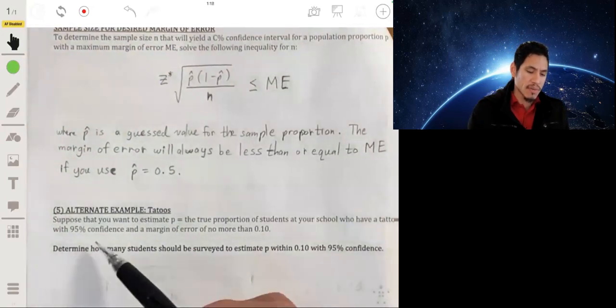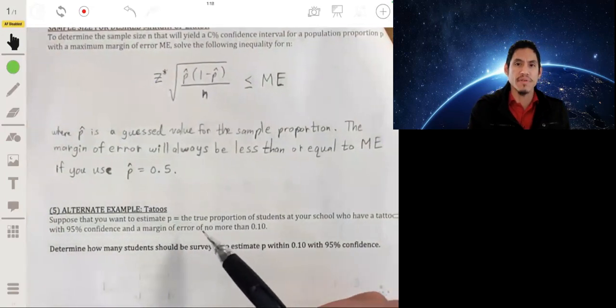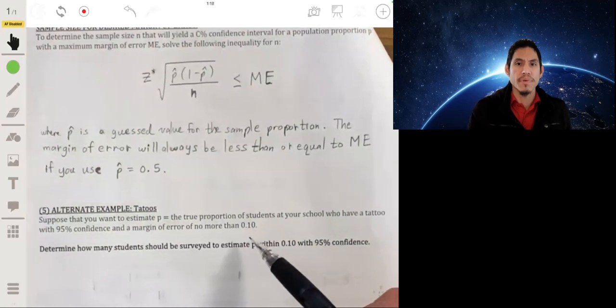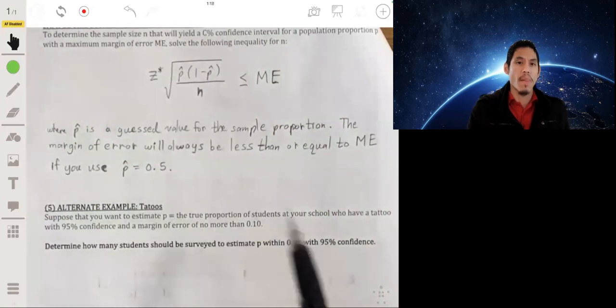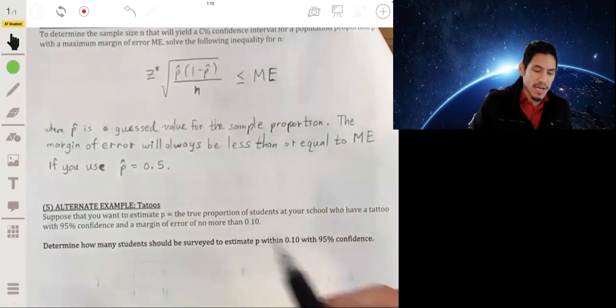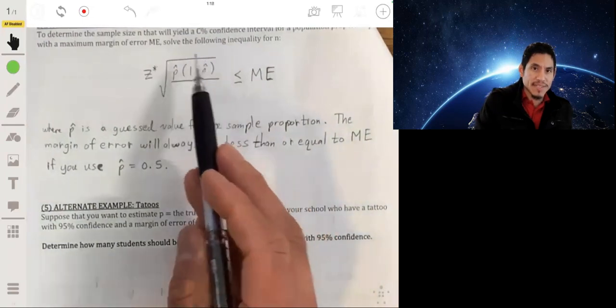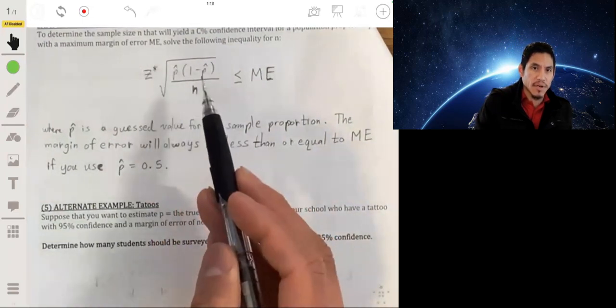So suppose that we're trying to estimate the true proportion of students at your school who have a tattoo, and we want to be 95% confident and have a margin of error of no more than 0.1. And so let's go ahead and we're going to set this inequality up.